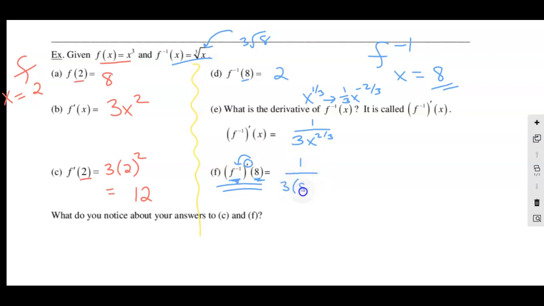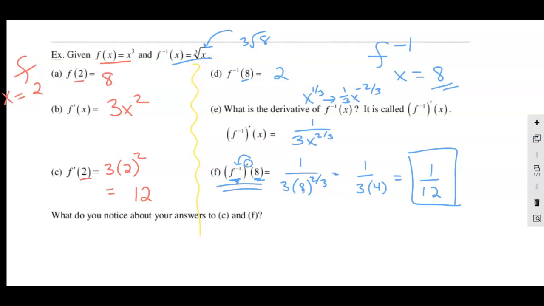Right, here we go, 8 to the 2/3 power. You can either do 8 squared, which is 64, and then cube root it, which is 4, or you could do the cube root of 8, which is 2, and you could do 2 squared, which is 4. Either way, you're going to get that 8 to the 2/3 power is 4, and then we're going to end up finding that the derivative of the inverse at 8 is going to be 1/12.